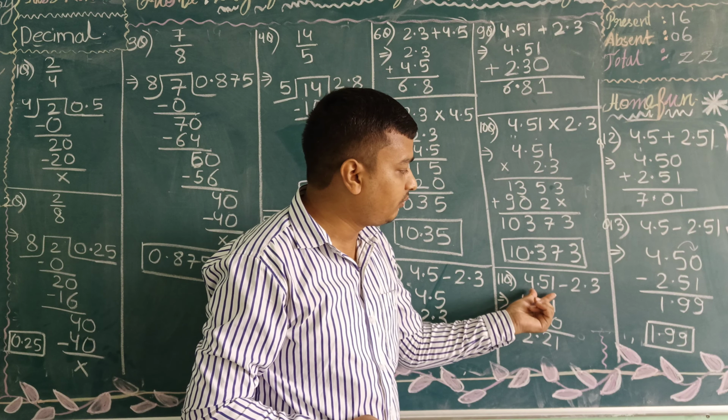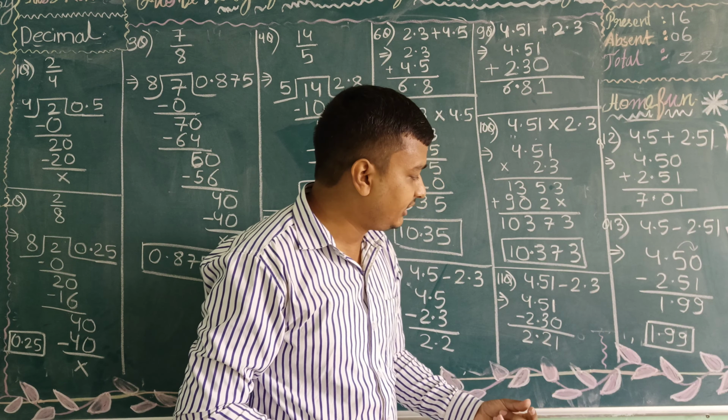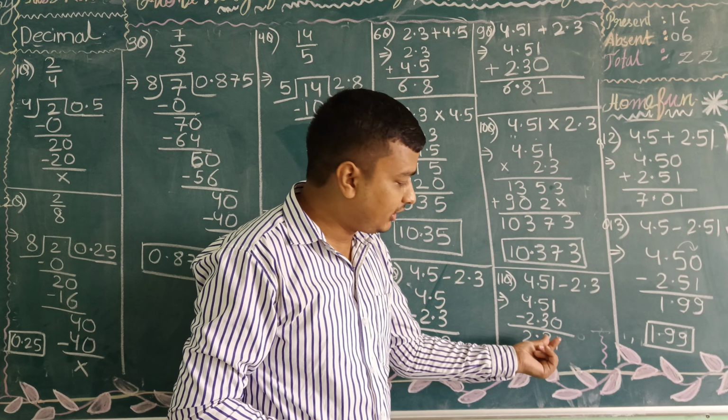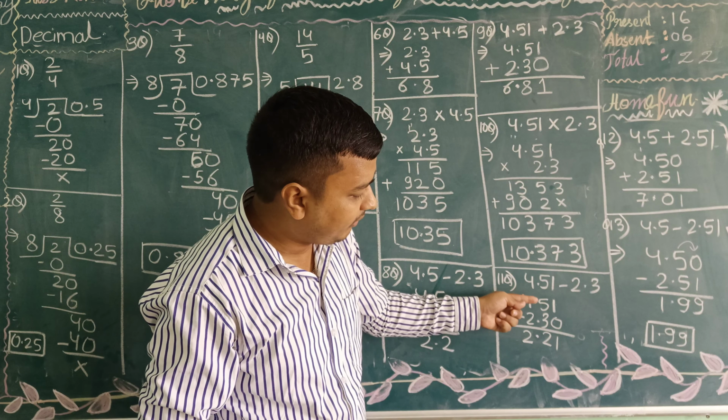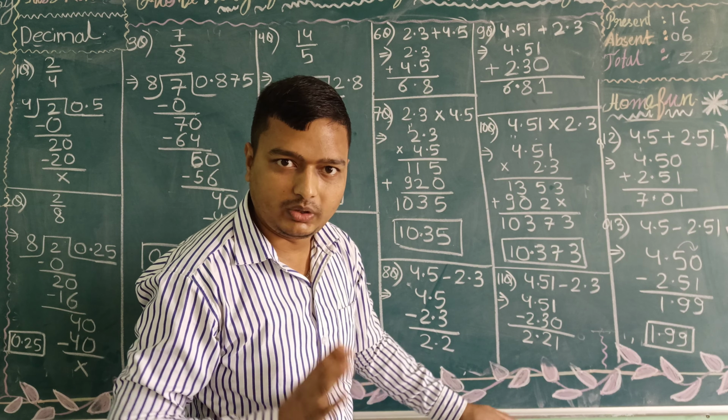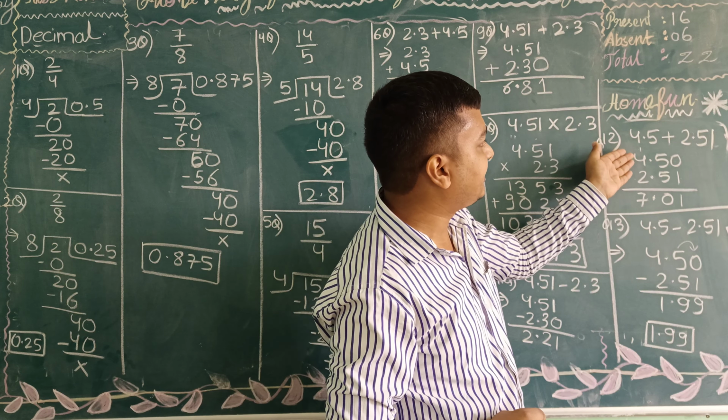Same logic, suppose I am following 4.51 minus 2.3. 4.51, 2.3. After decimal number is not there, I will put here 0. And I will minus. 1 minus 0, 1, 5 minus 3, 2, 4 minus 2, 2. 2.21 is the answer. Same, let us come to the next topic.